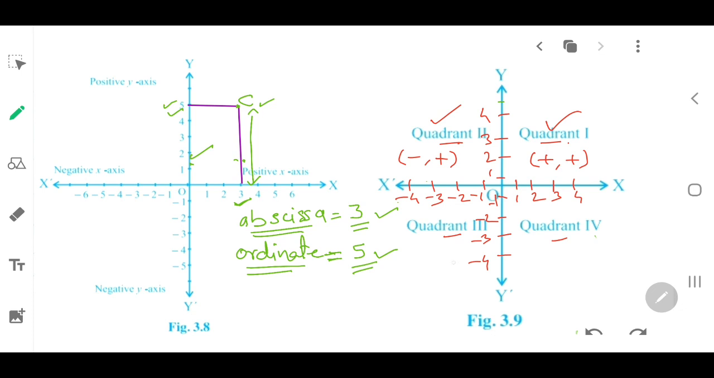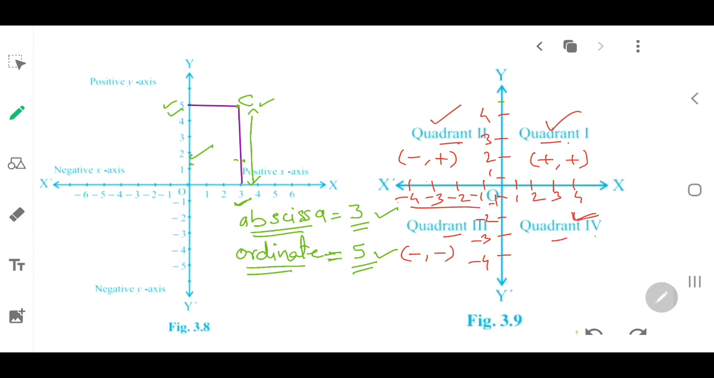Correct? Let us say quadrant 3. In quadrant 3 you will find O to X has all negative values. You can see, negative values. And O to Y dash has all negative. So X is also having a negative value, Y is also a negative value. So quadrant 3 has got minus minus. So the first minus is for X-axis and the second one is for Y-axis.